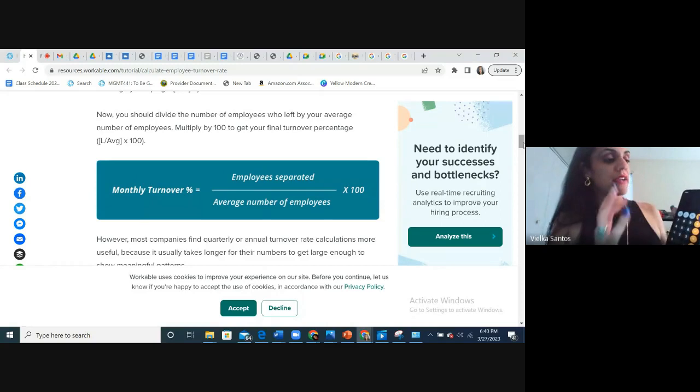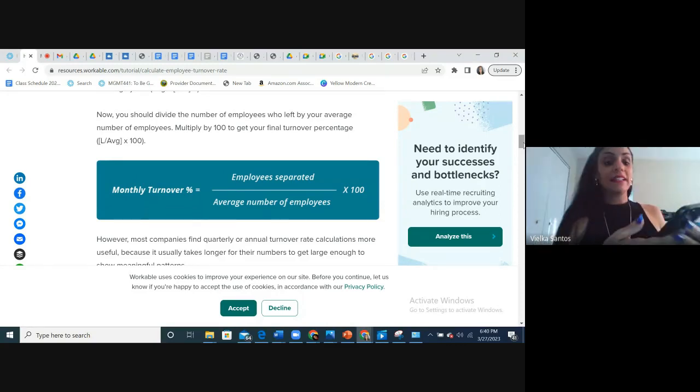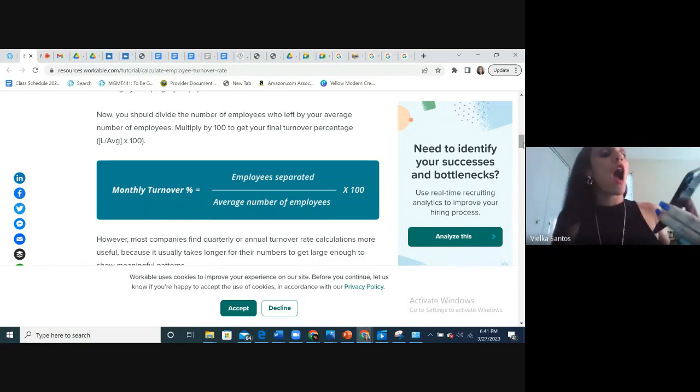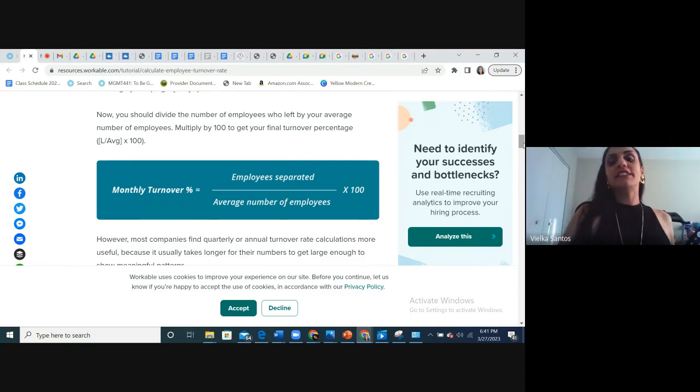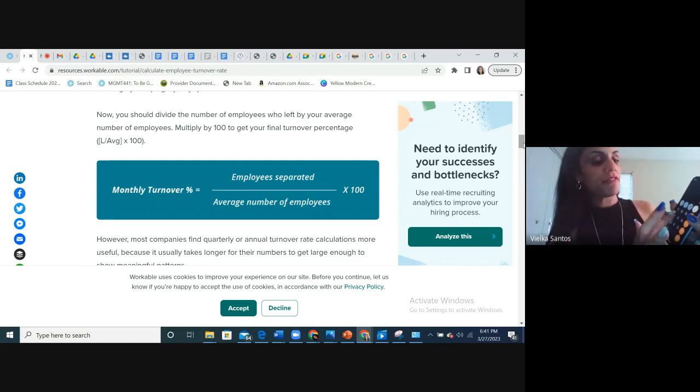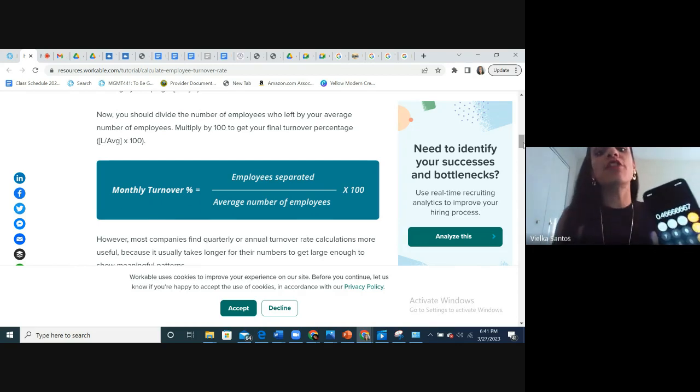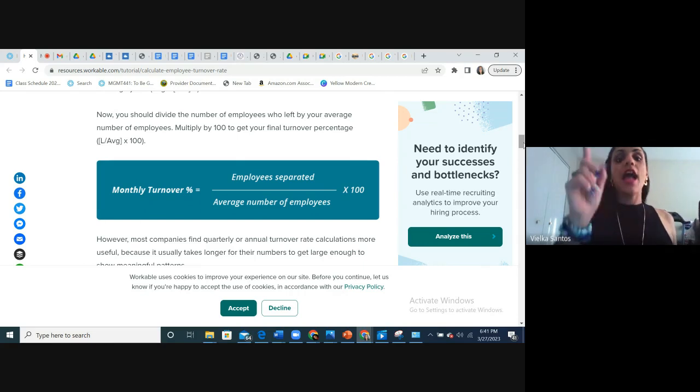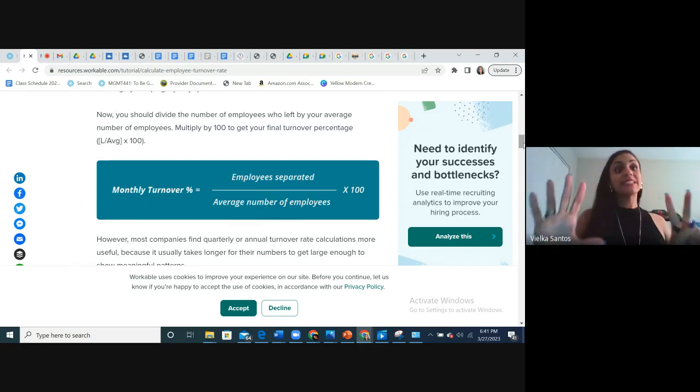So I have 7 divided by 10. How much is that? Oh, sorry. Yes, I have 7 separated out of the 15. Sorry, it was 15. So 7 divided by 15 employees. That's my rotation. Remember again, employees separated. How many employees did I lose? Remember the number I told you? What was the number? 7.